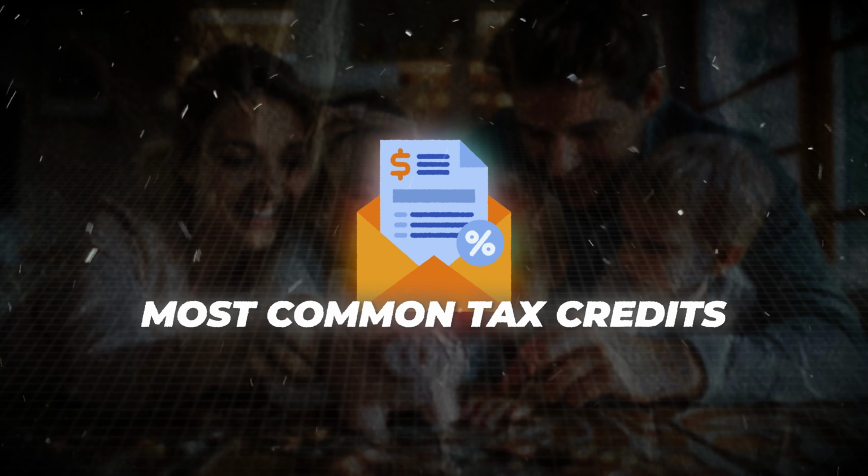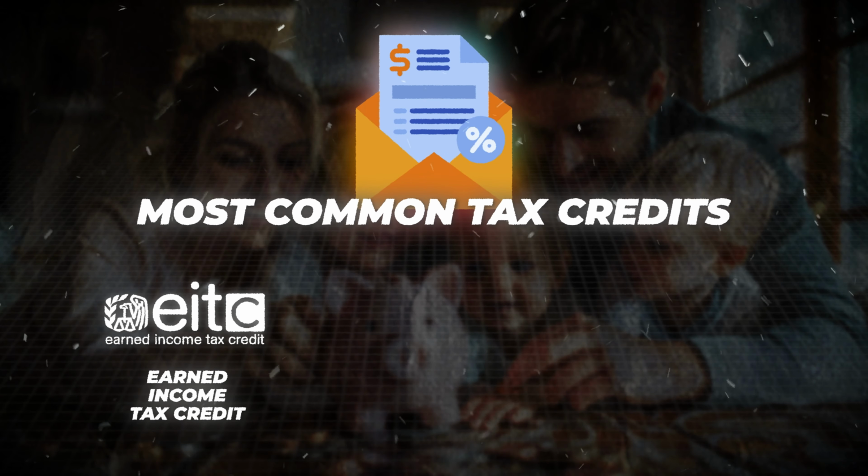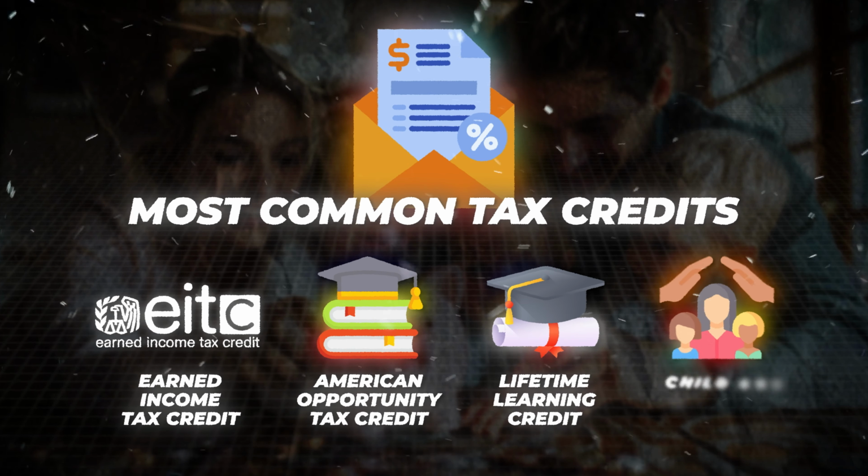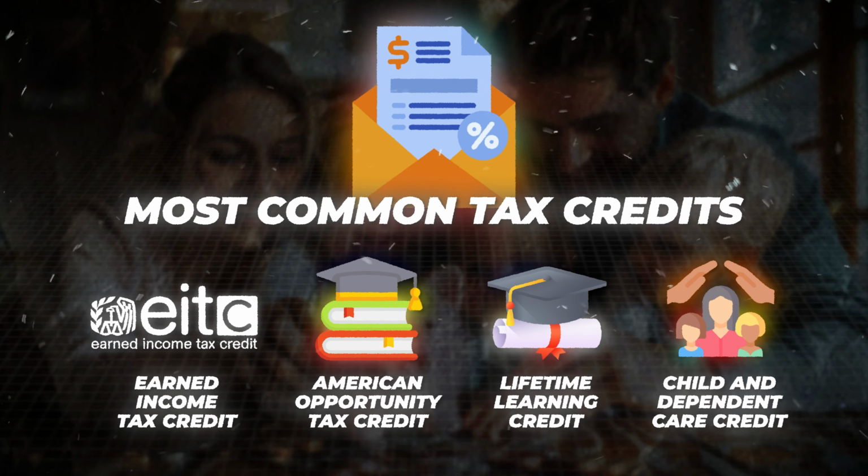As you can see, tax credits can be quite helpful when it comes to reducing your tax burden. There are many different tax credits you can potentially qualify for. Some of the most common tax credits are the Earned Income Tax Credit, the American Opportunity Tax Credit, the Lifetime Learning Credit, and the Child Care Tax Credit. Now, I'm not going to do a deep dive on all of these credits in this video, but you can use these popular tax credits as a starting point for your research if you want to take advantage of tax credits.